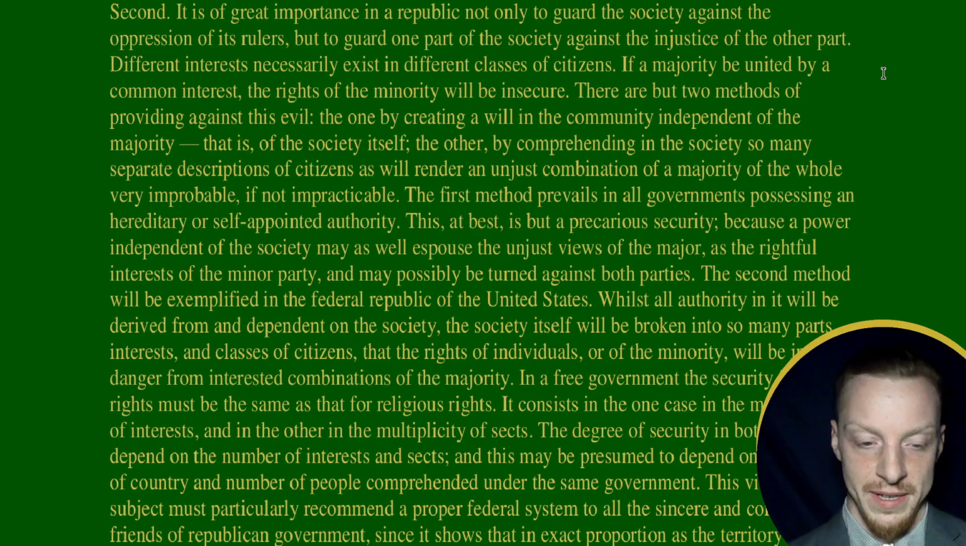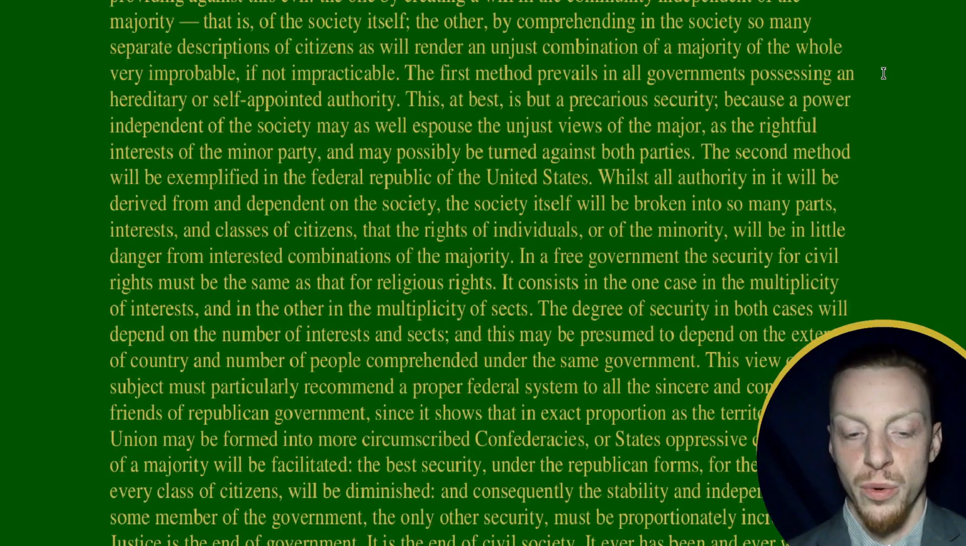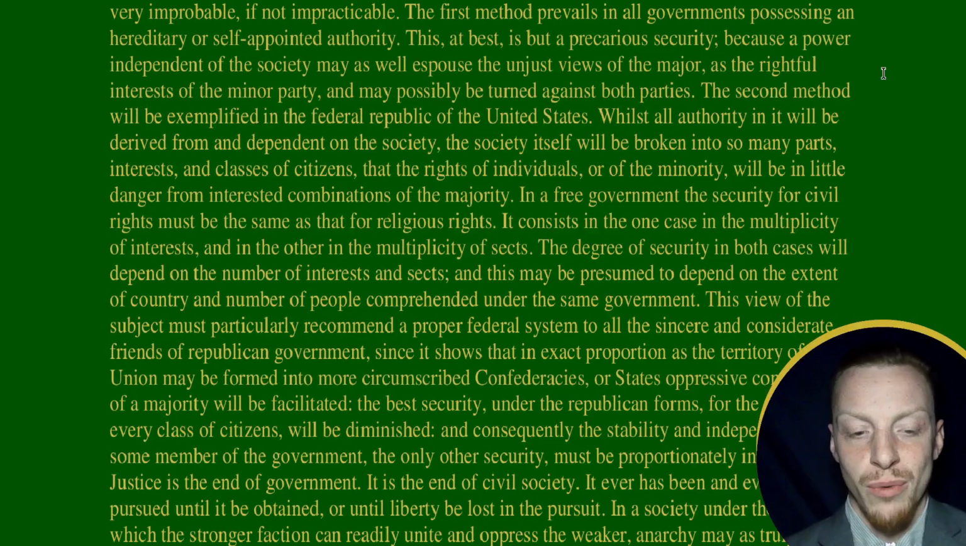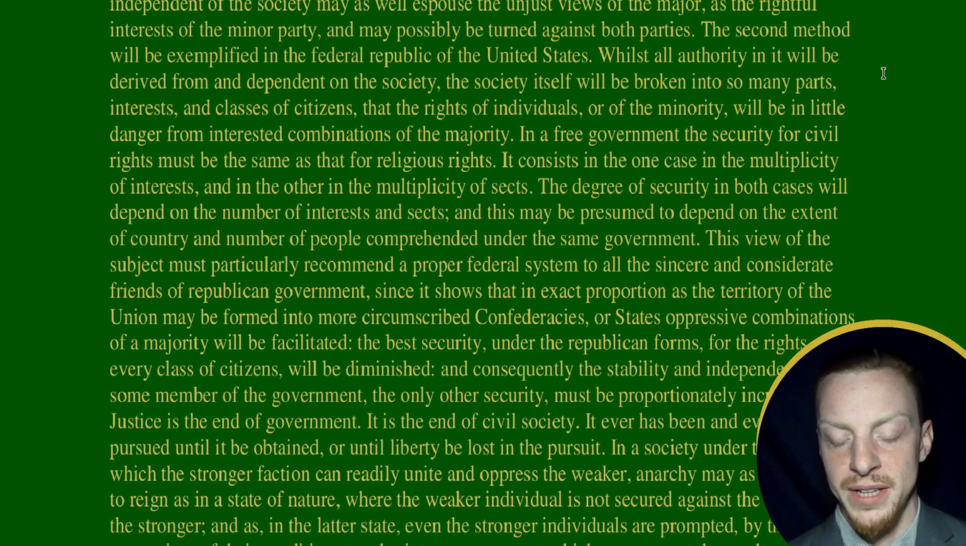There are but two methods of providing against this evil. The one by creating a will in the community independent of the majority, that is, of the society itself. The other by comprehending in the society so many separate descriptions of citizens as will render an unjust combination of a majority of the whole very improbable, if not impracticable. The first method prevails in all governments possessing an hereditary or self-appointed authority. This, at best, is but a precarious security, because a power independent of the society may as well espouse the unjust views of the major as the rightful interests of the minor party, and may possibly be turned against both parties. The second method will be exemplified in the Federal Republic of the United States.